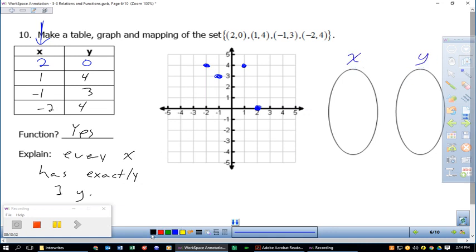X and y, we've got +2 first, 1, -1, -2. And our y values are 0, 4, 3, and we already wrote 4. So 2 goes to 0, 1 goes to 4, -1 goes to 3, but -2 goes up here to 4. Everybody has 1 arrow. That's good.